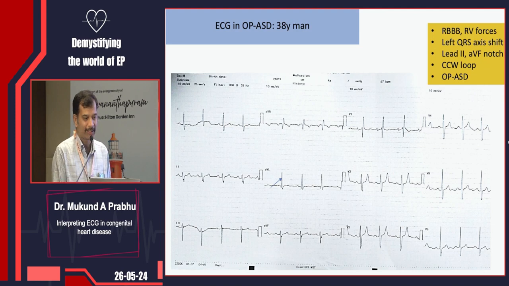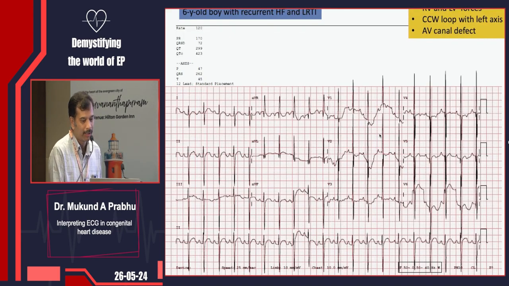The same ASD in a 38-year-old man, clinical ASD is the same, but the ECG suggests something else. It's a counterclockwise loop with left axis deviation, and we have to consider ostium primum ASD. Other findings remain the same, RBBB and RV forces, rightward axis. And you have a large AV canal defect.